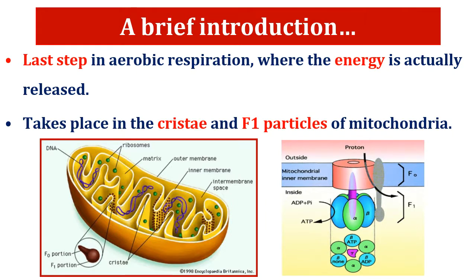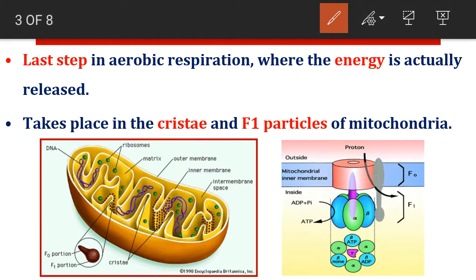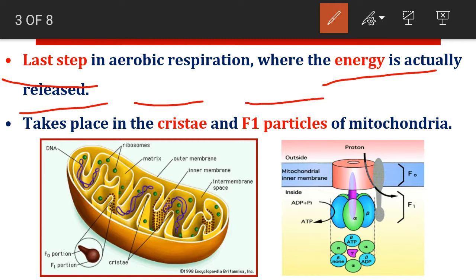Now let's have again a brief introduction. This is the last step in aerobic respiration where actually energy is released. While glycolysis and Krebs cycle are happening, at that time also there is a generation of ATP but in very low concentration. The actual ATP is formed in electron transport chain which takes place in the cristae and with the involvement of F0 F1 particles. Now just look at the structure of mitochondria.